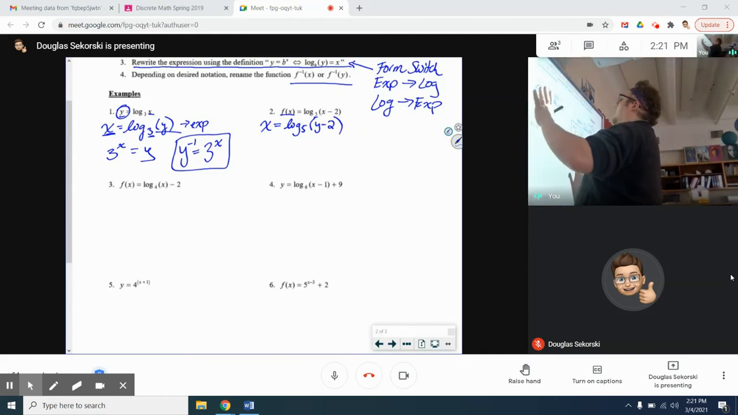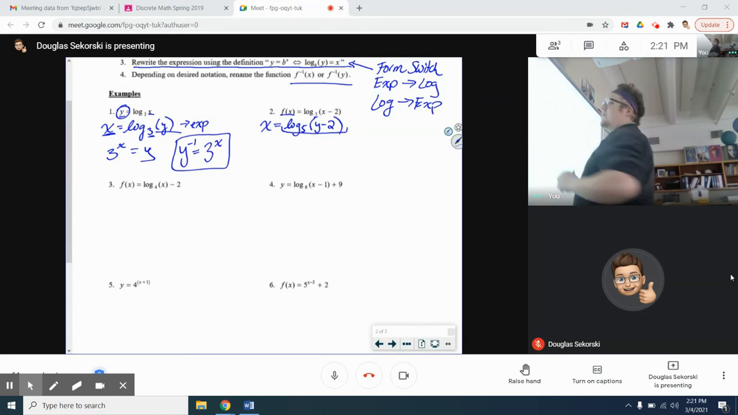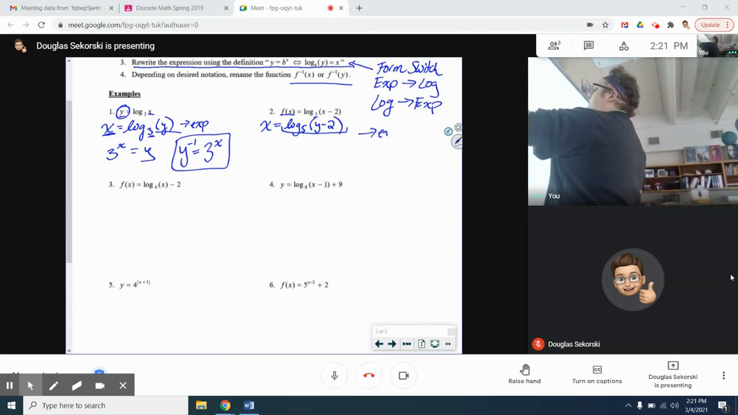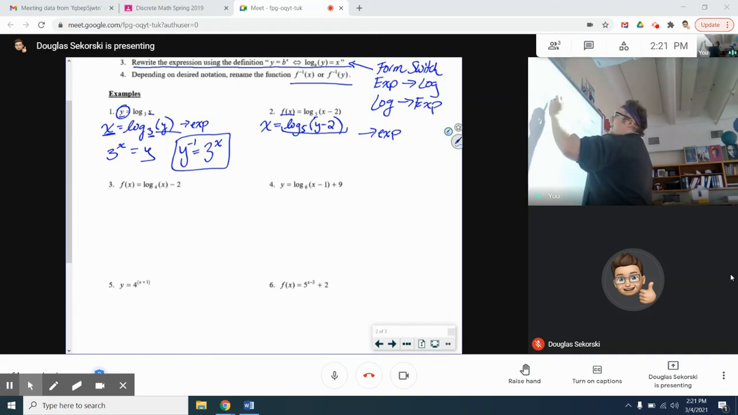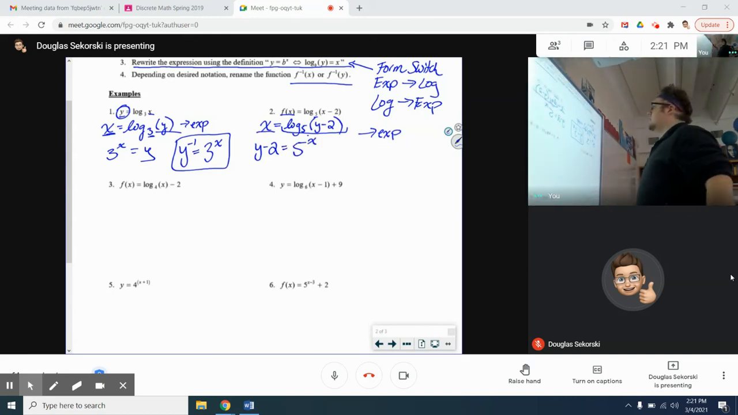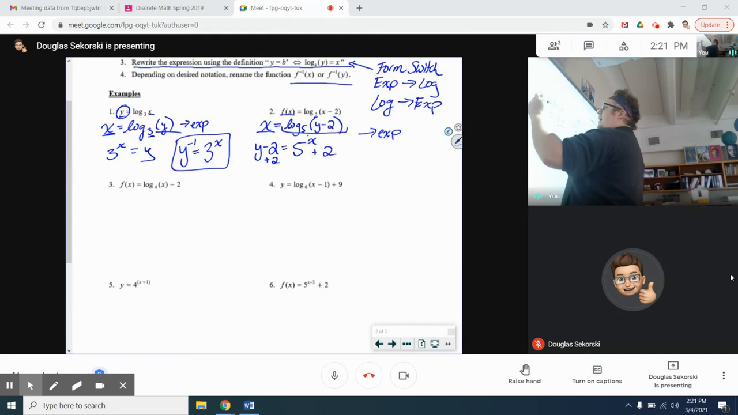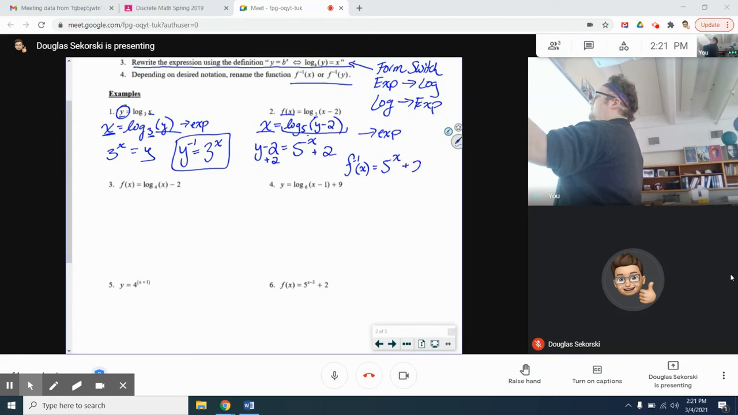So this logarithm is already totally isolated. There's nothing being added on the outside. There's nothing being multiplied. So we're just going to go right into the exponential now. Okay, so put it into exponential form. The answer is going to be y minus 2. And the base is 5, the exponent was x. So now I have y minus 2 equals 5 to the x. I need to get y all by itself, so I'm going to add 2. And we have f inverse of x equals 5 to the x plus 2.